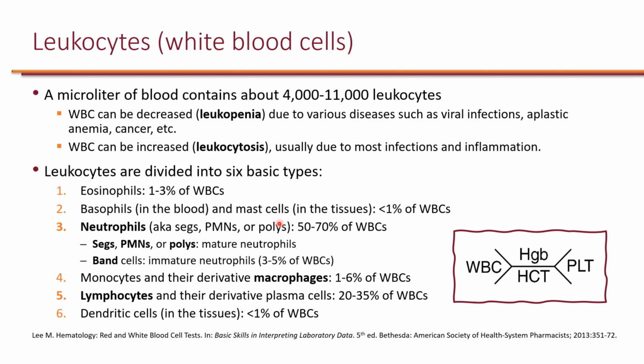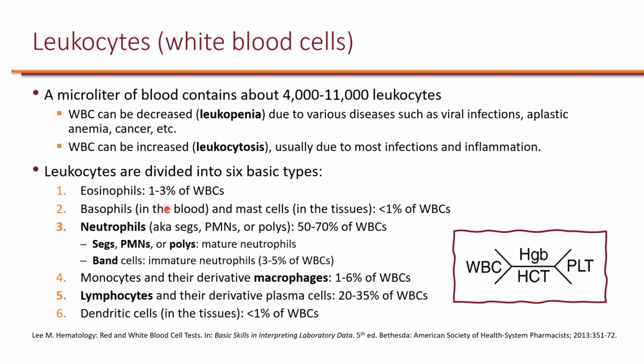Now let's take a look at the 6 basic types of leukocytes. Eosinophils constitute about 1 to 3% of all white blood cells. Basophils and mast cells, less than 1% of white blood cells. Neutrophils are extremely important. Neutrophils are the primary mechanism of fighting bacterial infection. So when it comes to bacteria, neutrophils have a primary role. And that's why you will see a large portion of white blood cells, typically 50 to 70%, are neutrophils.